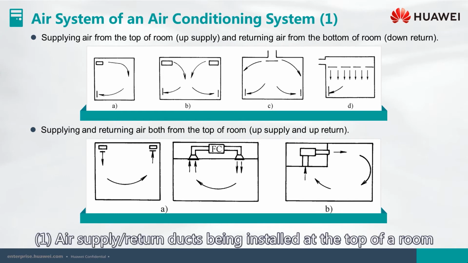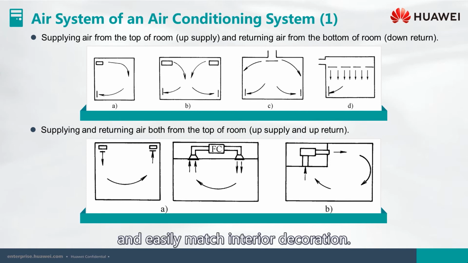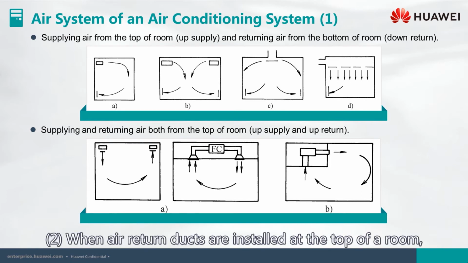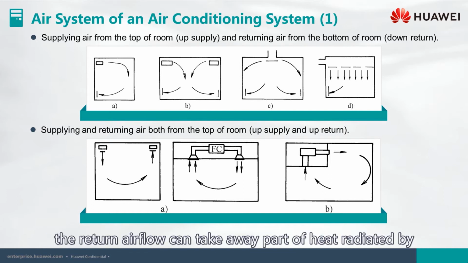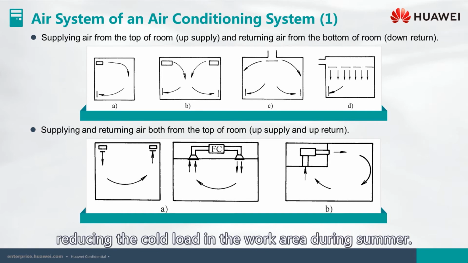1. Air supply or return ducts being installed at the top of a room or hidden in a ceiling do not occupy floor space and easily match interior decoration. 2. When air return ducts are installed at the top of a room, the return airflow can take away part of heat radiated by lighting devices in the ceiling, reducing the cold load in the work area during summer.